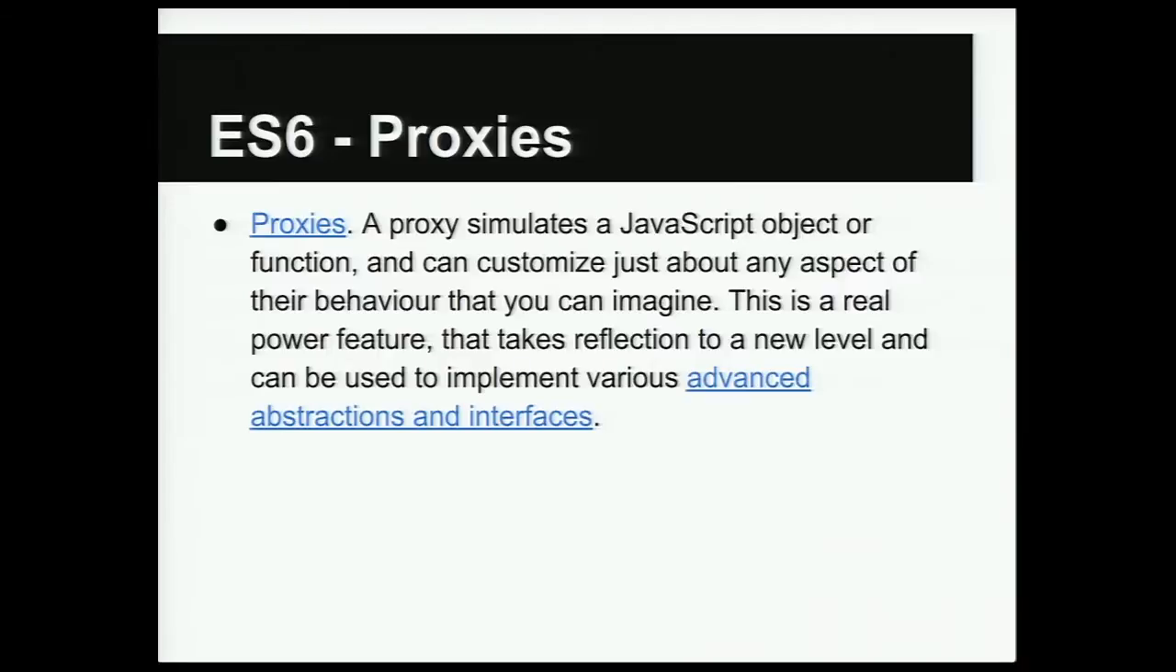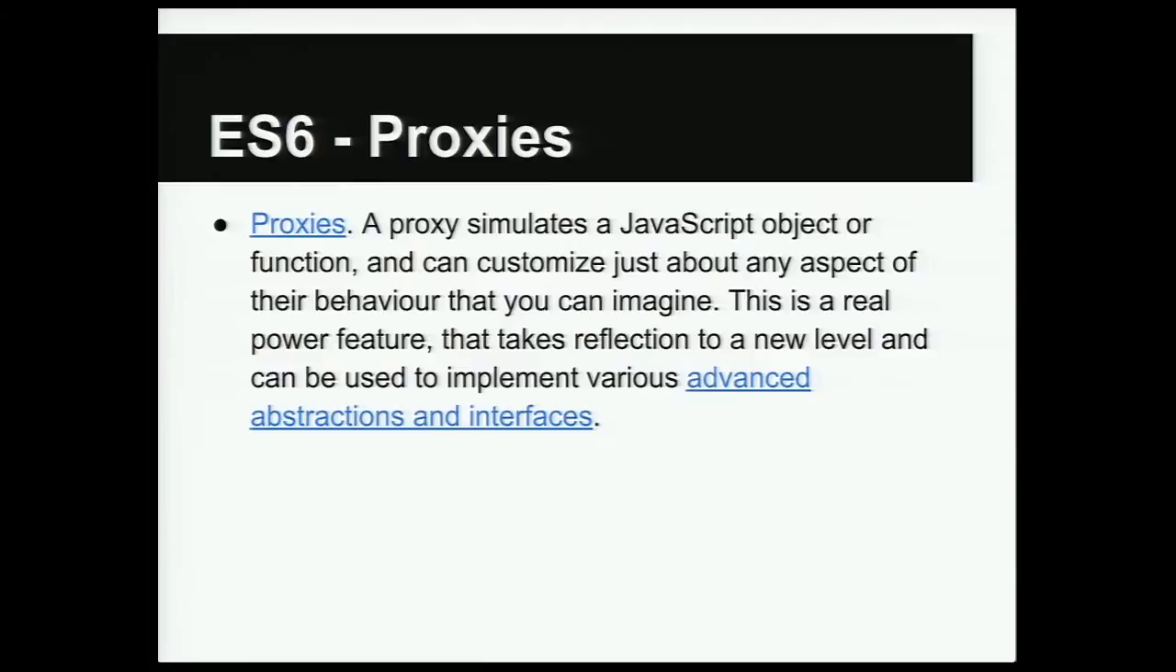And finally, proxies. Proxies are a really handy feature. Proxies let you simulate a JavaScript object. It lets you insert yourself in between the JavaScript runtime for the object, the implementation of the object, and outside code. So you get to add new features, change the behavior of a current object, that sort of thing. There are all kinds of advanced abstractions and interesting ways to use this.